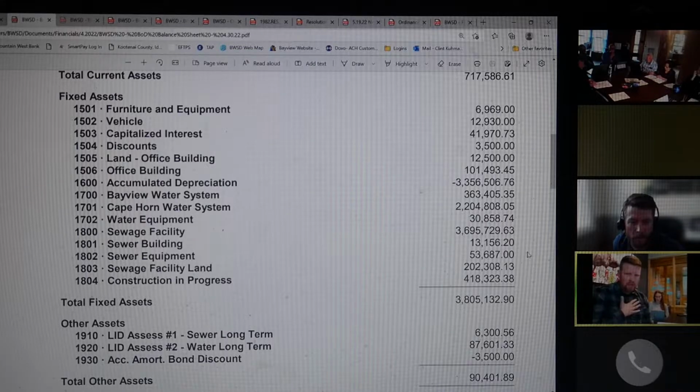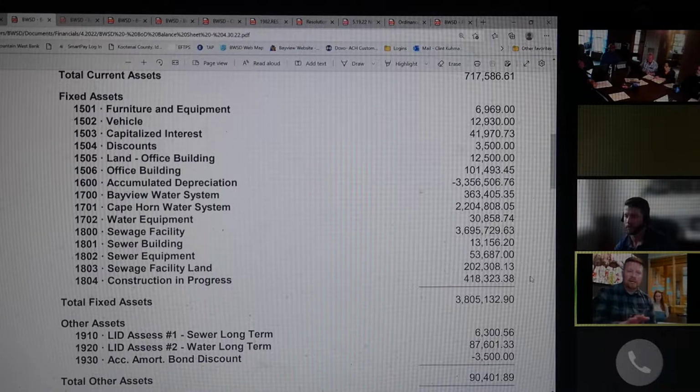The construction in progress account is tied to the improvements that we're making. These are the DEQ improvements on the water side. And as we accumulate expenses from our vendors for that project, this is the account where we place those.